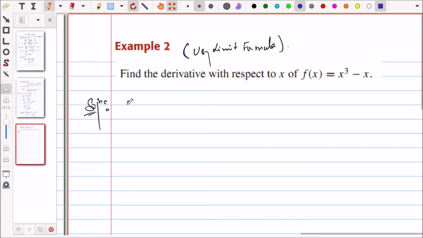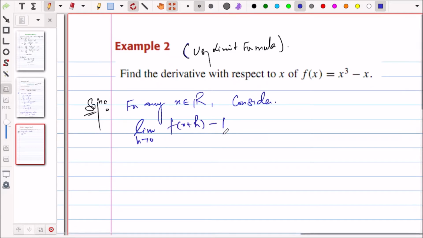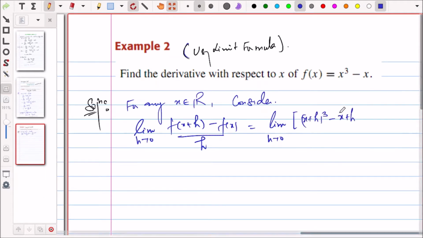Yes. So for any x belonging to R, consider limit h tends to 0 f(x plus h) minus f(x) by h. So this is limit h tends to 0 (x plus h) cube minus (x plus h) minus (x cube minus x) upon h.